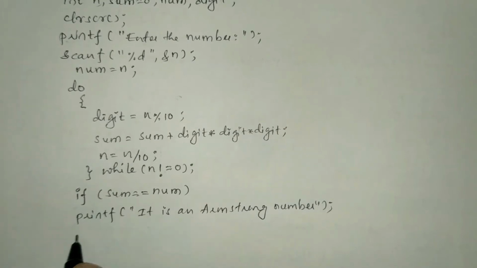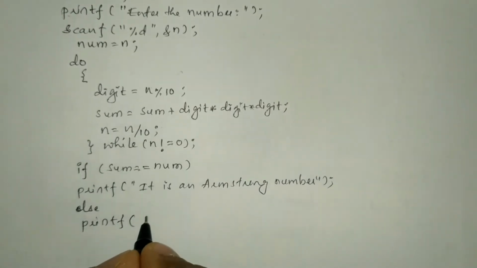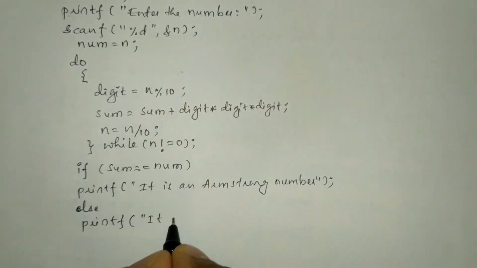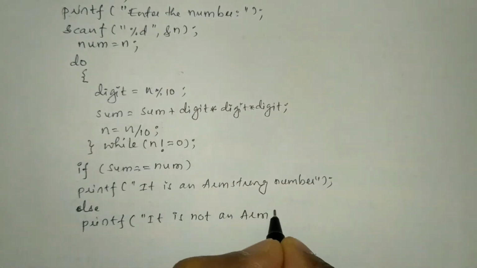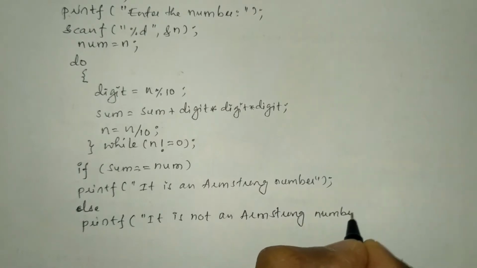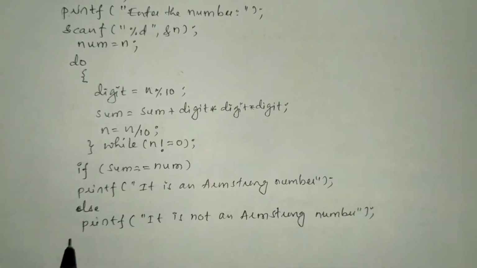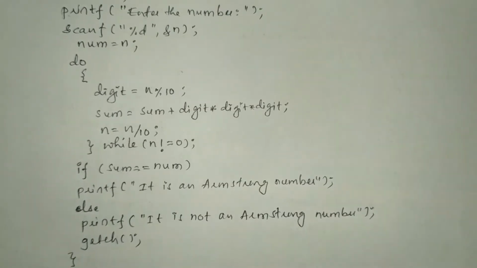If it is not equal, then the else part will have to get executed. Here I'm going to write printf statement, and in double quotation marks I'm going to write it is not an Armstrong number, end the double quotation mark and put semicolon. Here I'm going to write getch function and next curly closing brace for main function.